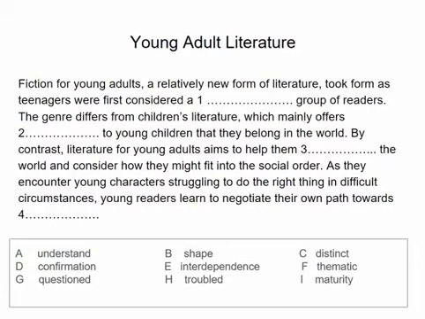Okay, and the last one then, the last sentence in the summary, as they encounter young characters struggling to do the right thing in difficult circumstances, young readers learn to negotiate their own path towards. Okay, some tough words there. To negotiate. Negotiate means something very similar to the idea of navigate or to steer something, right? To go in the right direction as you're trying to do something. So to negotiate a path means to sort of find your way in the right direction in life, right? You can imagine this is difficult for teenagers to do in some cases.